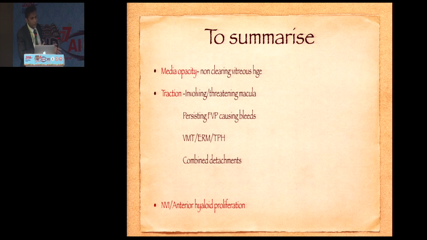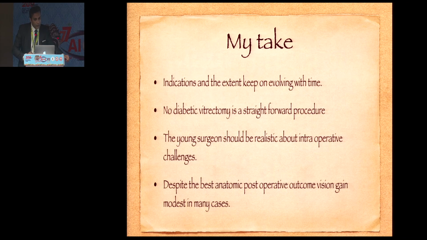So to summarize the previous slide, media opacities, traction involving the macula, combined detachments, NVI, and anterior hyaloid proliferation are the current indications for surgery. How much is a very subjective debate. So for me, any patient with dense vitreous hemorrhage, a treatment-naive patient with or without traction on the B scan, I'll intervene within 2 weeks. If the patient has been lasered and there is no traction on the B scan, I might wait for 1 month, but that is the end limit.